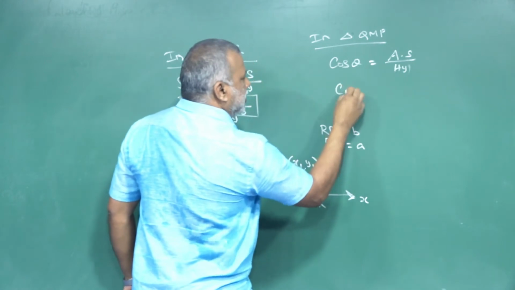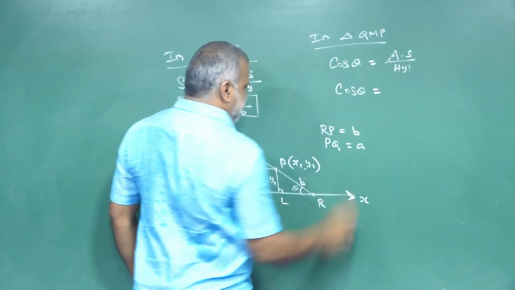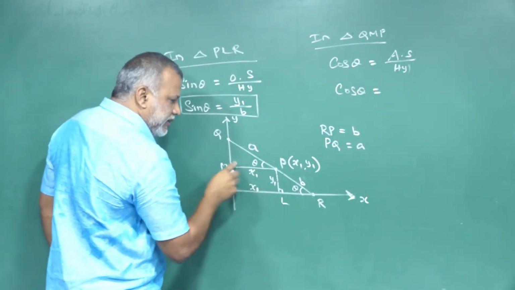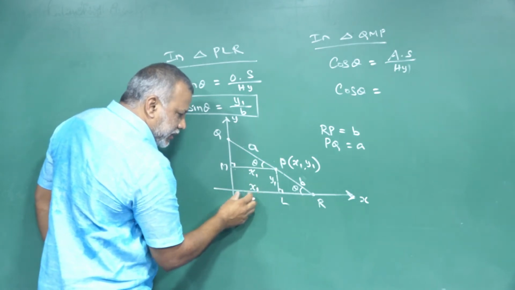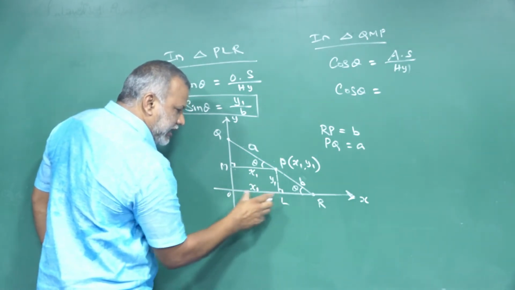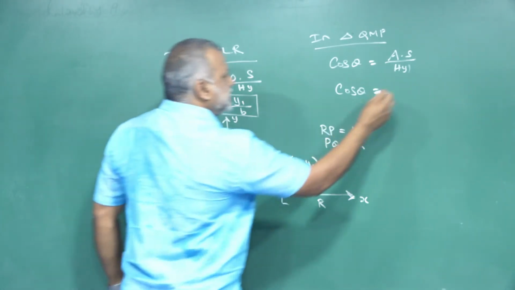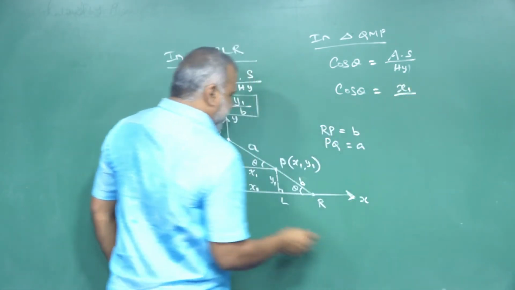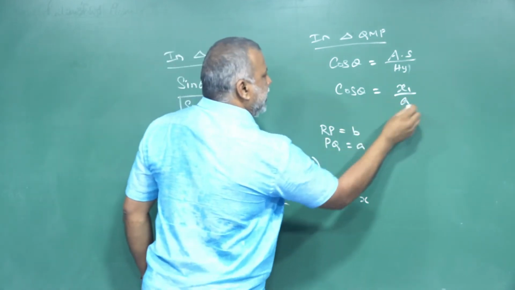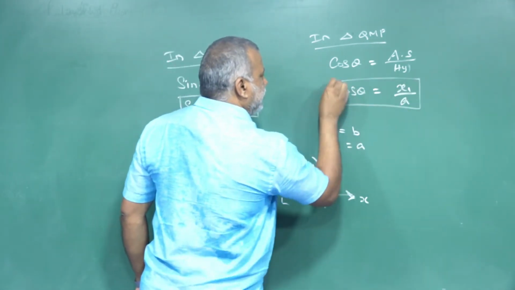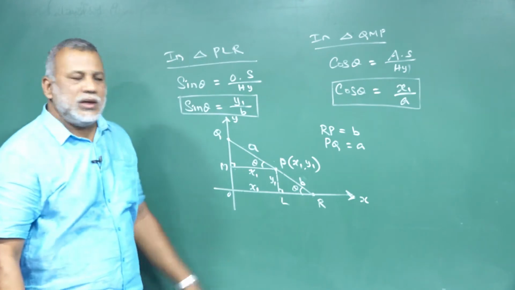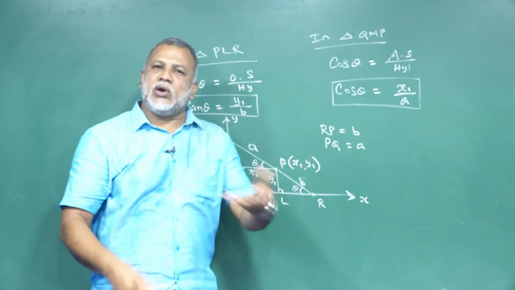So here cos theta is equal to the adjacent side. What is the value of the adjacent side? It is x1. So say it is origin, OL is x1. Then PM is also equal to this one. So the adjacent side is x1, divided by the hypotenuse, which is A. So we are able to find the value of cos theta. So we are able to produce the sine and cos families.